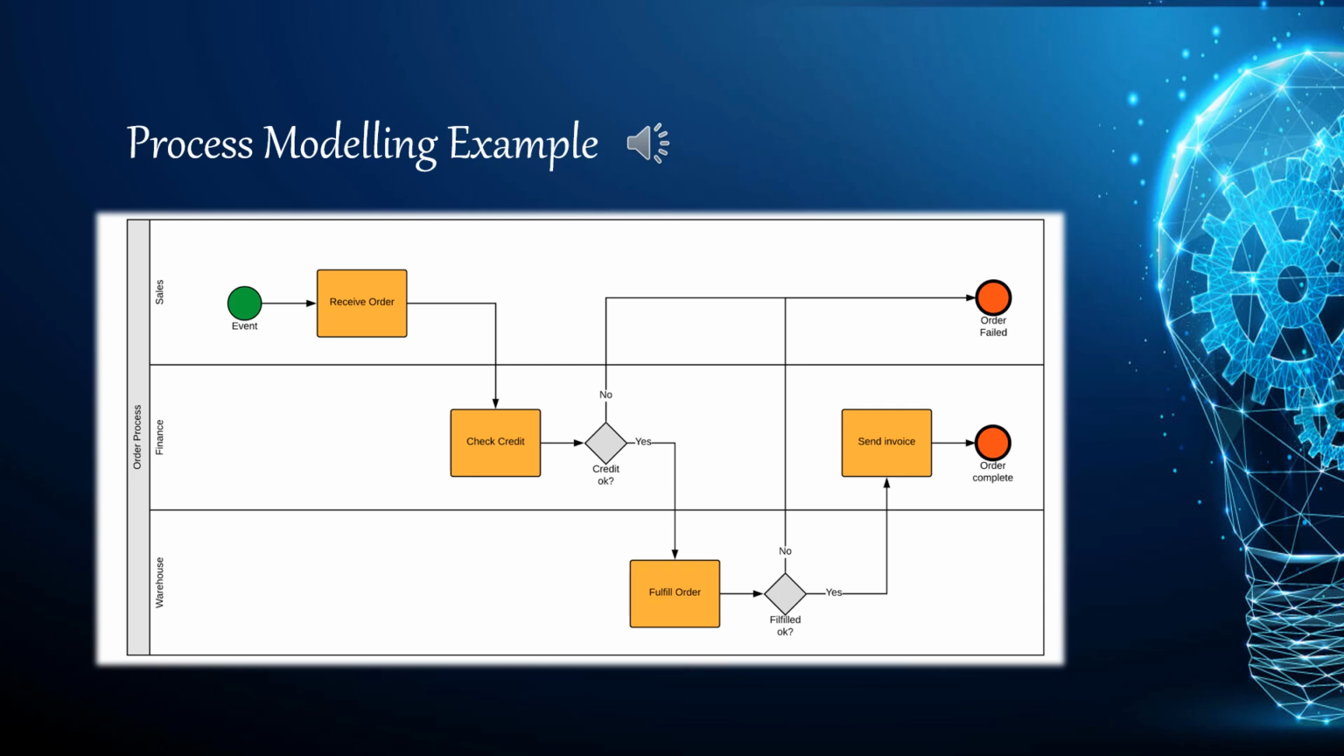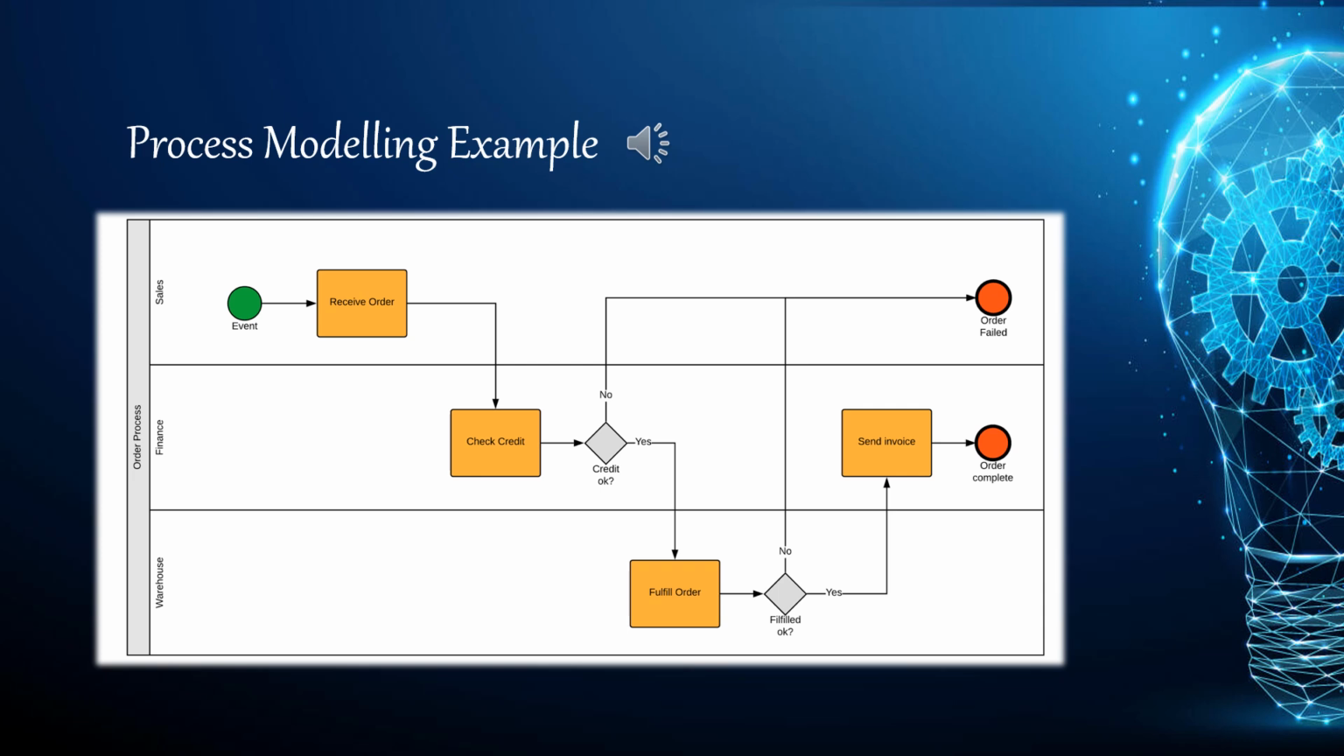A simple example of process modeling. In this example, we can see a webshop's order fulfillment process. The BPMN diagram is used to model the sequence of activities from receiving an order to completing it. The process typically starts with receiving an order, followed by checking the customer's credit.